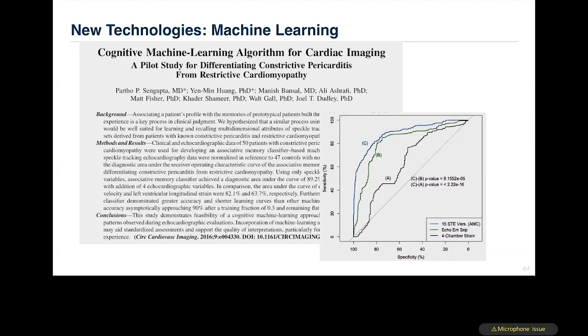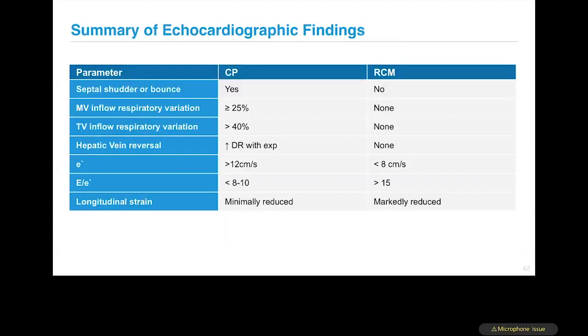To summarize, therefore, for constrictive pericarditis, look for septal shudder, look for the transmitral flow velocities, tricuspid flow velocities, hepatic vein reversals, presence of a normal or an abnormal E prime, presence of increased filling pressures as diagnosed by E prime, or a normal E prime, which goes in favor of constrictive pericarditis, and then use of additional modalities like longitudinal strain and other modalities like CT and CMR, which can provide incremental information.